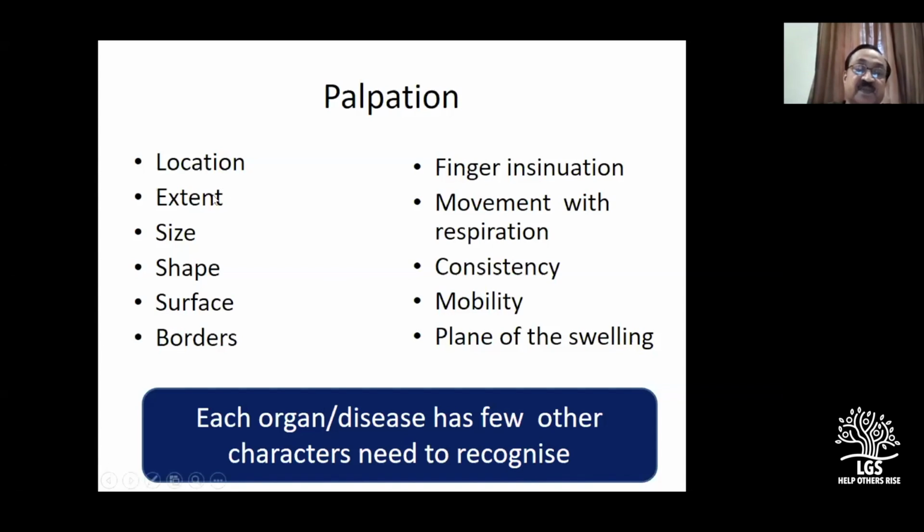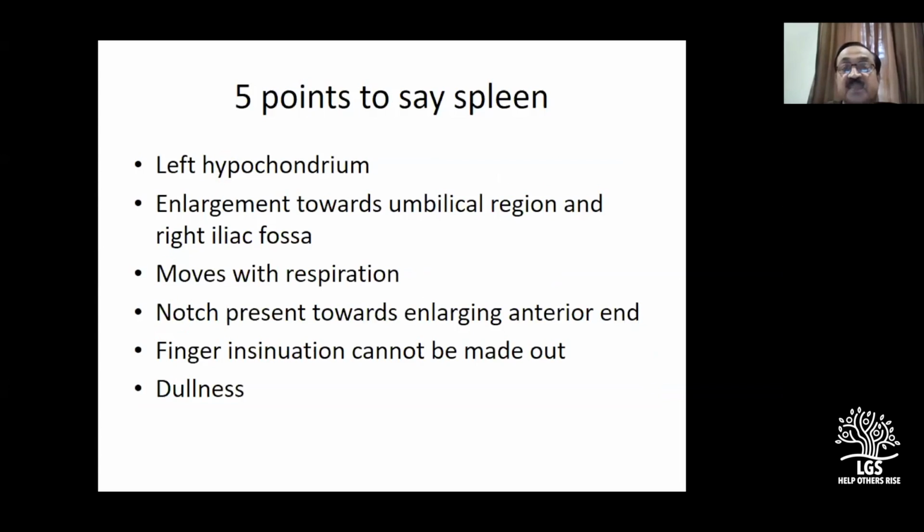So location, all the details, I don't have to repeat, all these things with those minimum 10 points: size, shape, surface, border, consistency, mobility, fixity, plane of the swelling, and of course, upper abdominal mass, upper border or finger insinuation is important. Lower abdominal mass, lower border is important. This is how you know, especially in females, so that you are ruling out a pelvic mass, right? I think there may be 5 points or 6 or 7 more points.